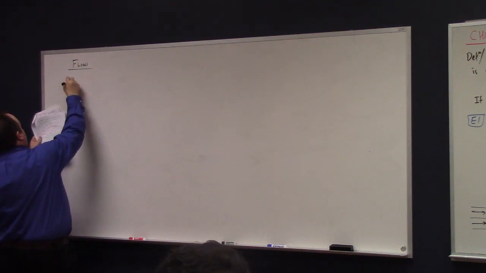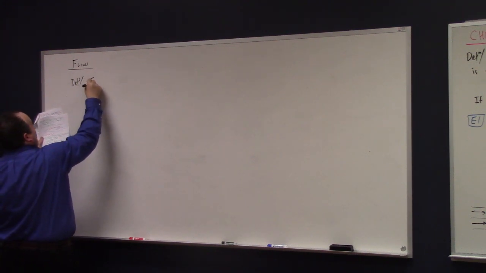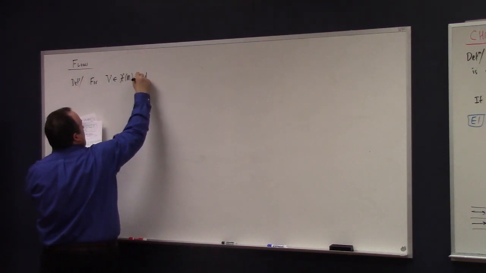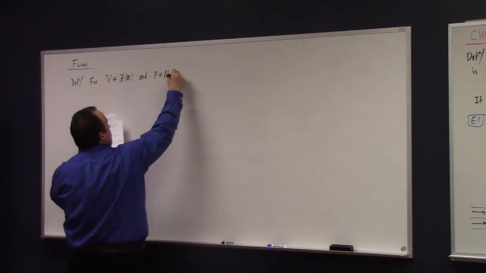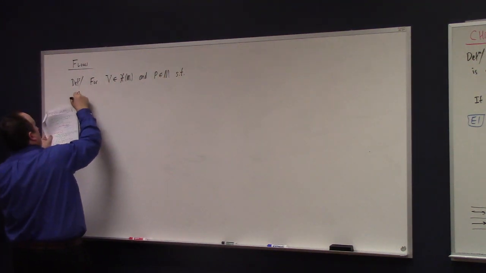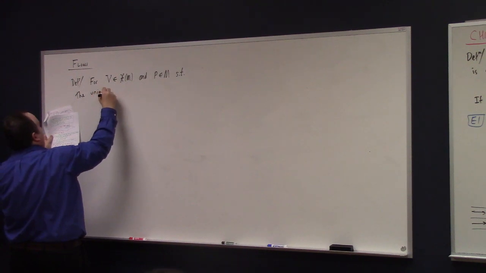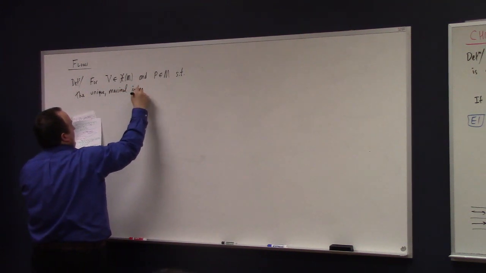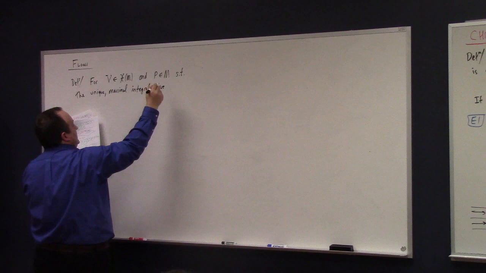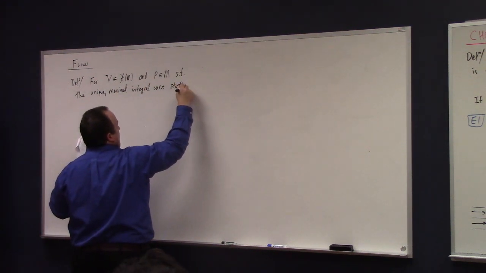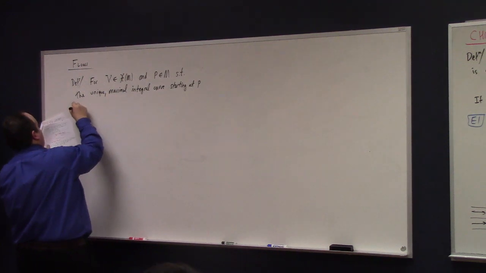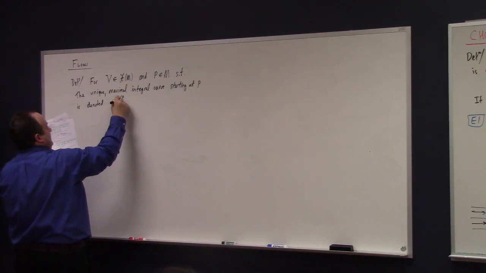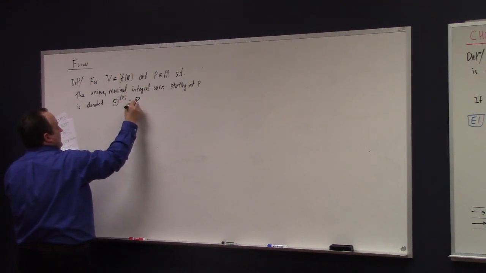So here's the definition. For V, a smooth vector field on M, and P, a point in the manifold, the unique maximal integral curve starting at P is denoted theta parentheses upper P. That's a mapping from R to M.